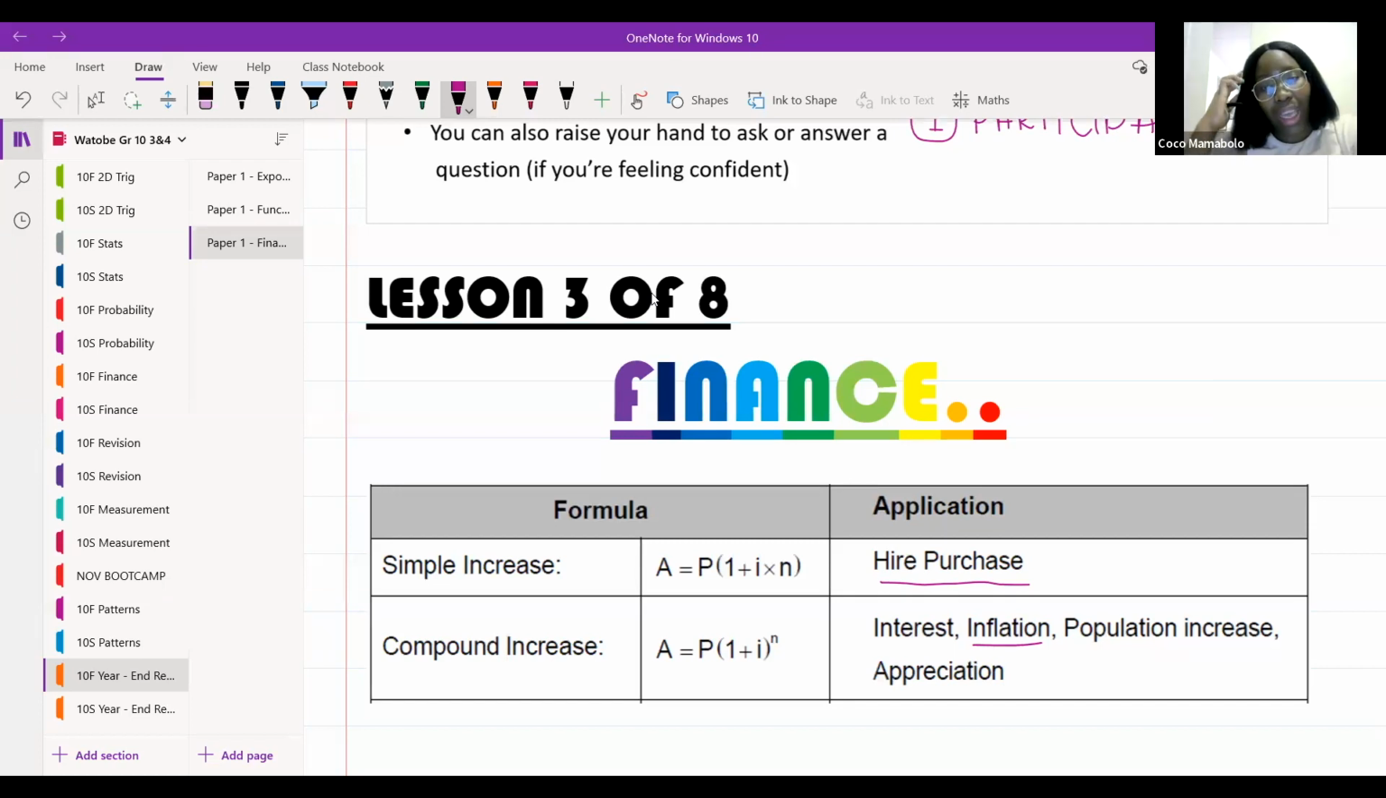Those are the types of things they don't tell you in an exam. When we're looking at the exam paper, they don't tell us that hire purchase is calculated over simple interest. That's something you need to know already. If they talk about inflation or population growth, they're not going to ask you to use compound interest. You must already know that.